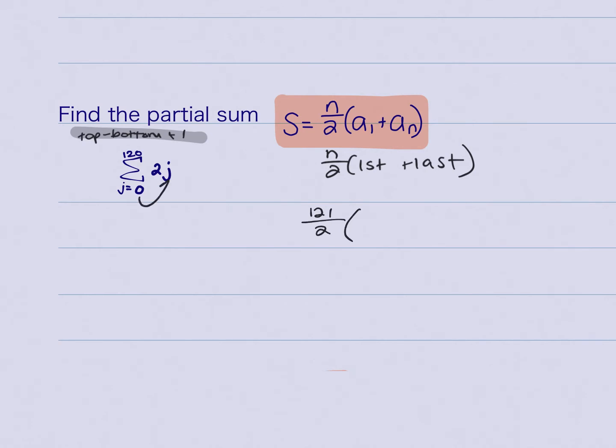The first, I would plug 0 in. So 2 times 0 would be 0. The last, I would plug 120 in, and it'd be 240, sorry. So I do 121 over 2 times 240, or 60.5 times 240, which is 14,520. Format any answer that's bigger than 1,000. I gave you with the comma and without, so it doesn't matter how you enter that.